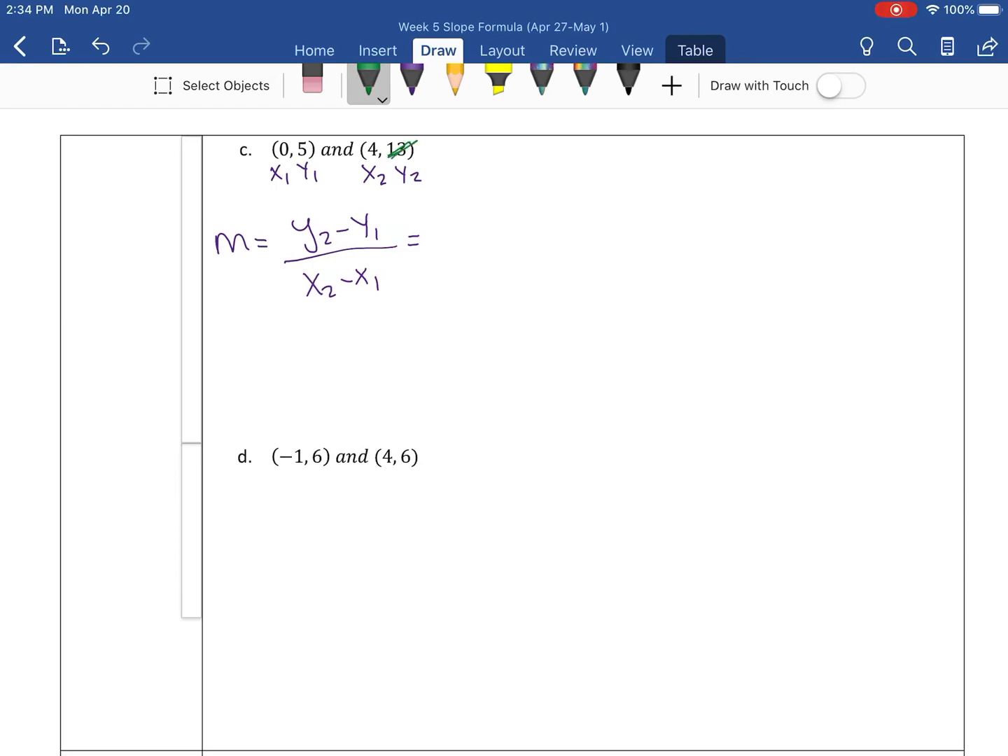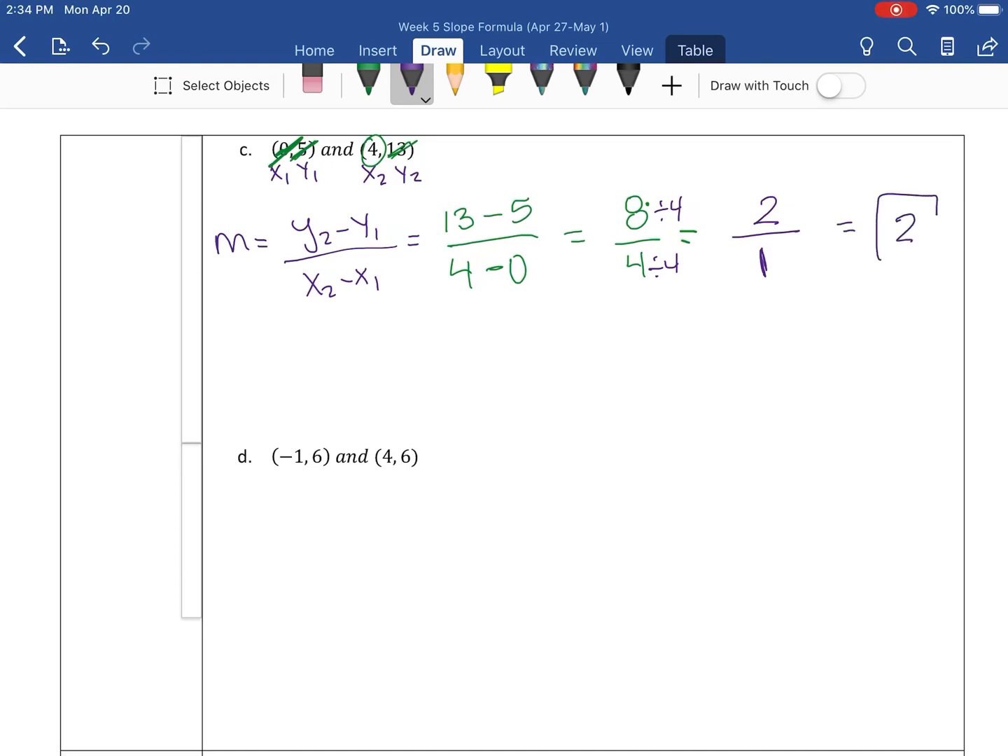So instead of y2, we're going to have 13. Instead of minus y1, we're going to have minus 5. And then we're dividing by x2, in this case 4, minus x1, which is 0. Well, 13 minus 5 is 8. 4 minus 0 is 4. Looking at this, what's 8 divided by 4? We can actually do that because we can divide 8 by 4 and we can divide 4 by 4. 8 divided by 4 is just 2. 4 divided by 4 is just 1. So our slope is 2 over 1, which we could also write as 2 if we wanted.